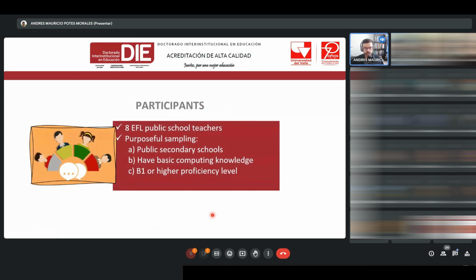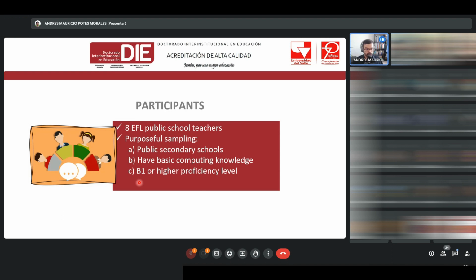The participants of my study are 8 English foreign language public school teachers. They will be purposefully chosen by following these criteria. Public secondary schools, they must be from public schools. They must have a basic computing knowledge. What I mean by basic computing knowledge is Office software, internet accessibility tools such as Google Suite apps and search engines. This basic digital literacy is needed in order to bridge the gap between the development of the critical interculturality and ACALL.